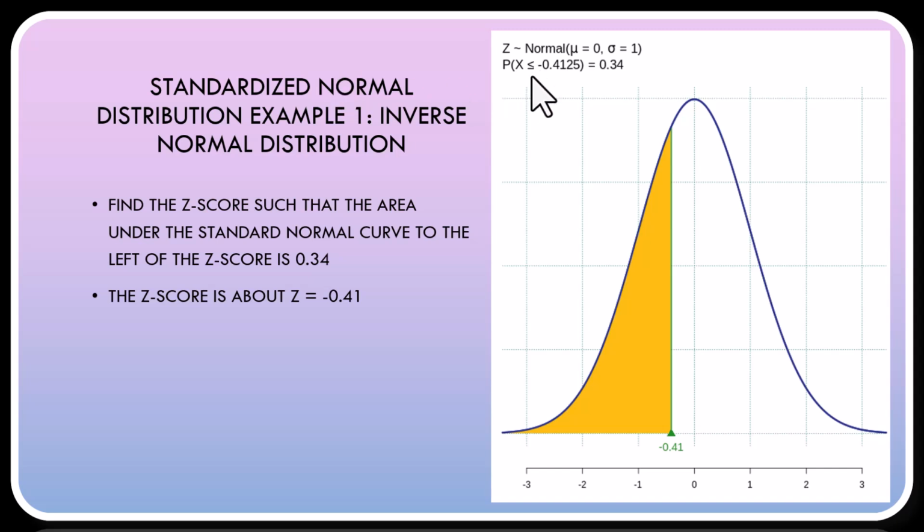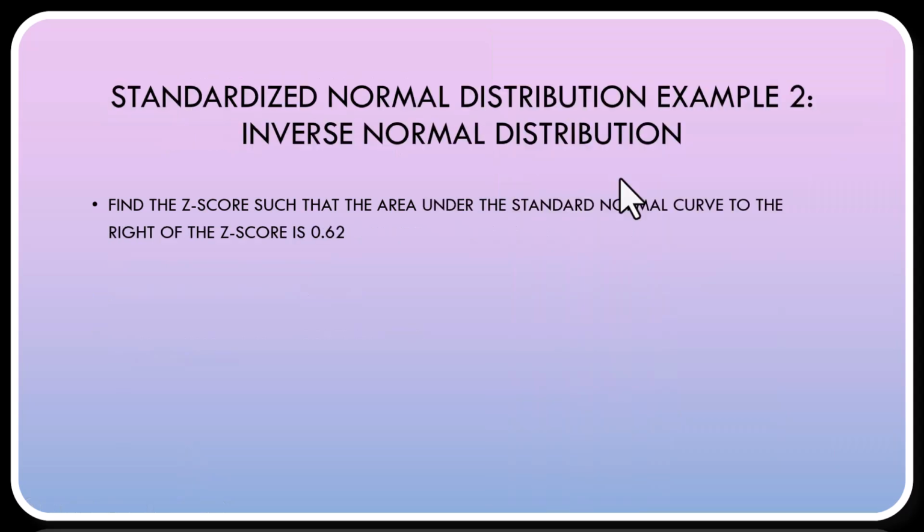And as you can see here, the z-score isn't exactly negative 0.41. There's extra digits here, but we usually round our z-scores to 2 decimal places. All right, let's do another example.